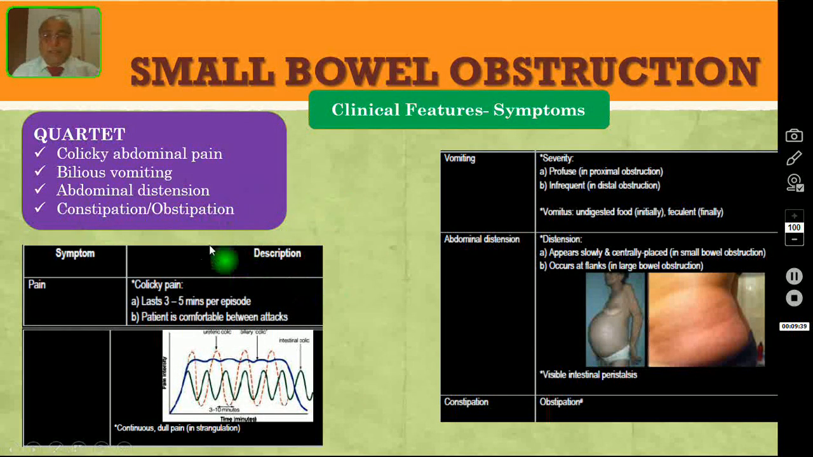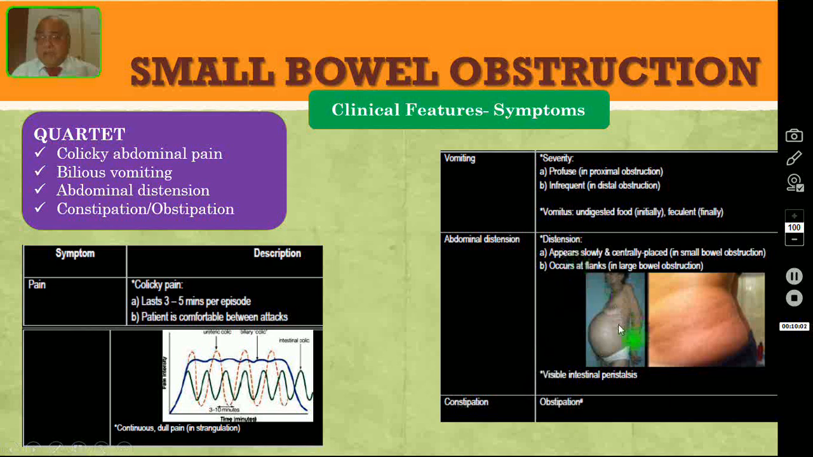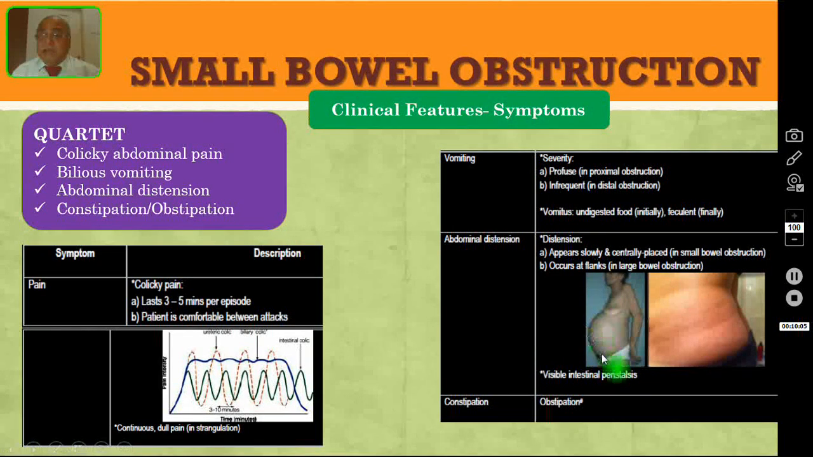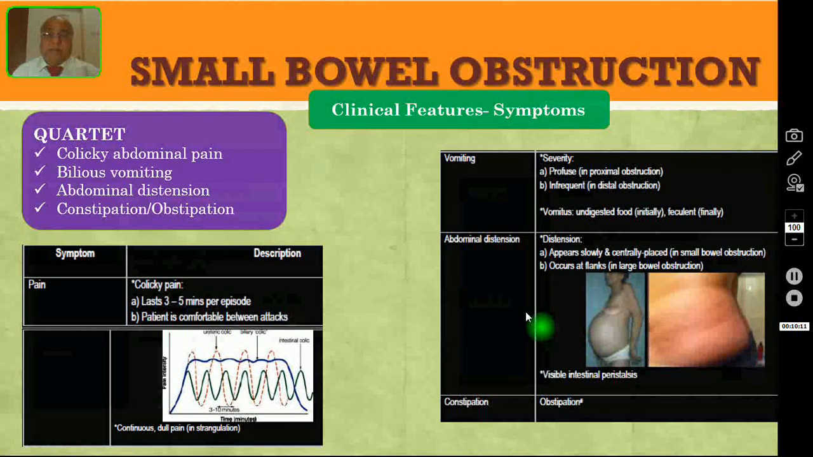I told you already. Eventually, the patient also will have either constipation, that means the patient won't pass the stool, but still he will be passing the gas. In case of obstipation, he won't even pass the gas. That is obstipation. So you have to remember, here the pain and the vomiting, the abdominal distension and constipation or obstipation. Here in this picture, you are seeing the abdominal distension. This is because of accumulation of a lot of fluid and air in the bowel lumen.